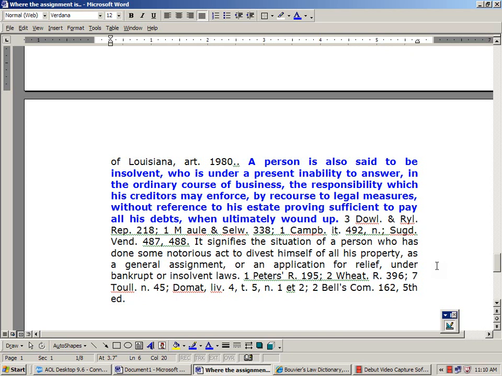Oh, it signifies the situation of a person who has done some notorious act, you'll find out you did, to divest himself of all his property as a general assignment or an application for relief under bankrupt or insolvent laws. Well, you did a general assignment. This goes back to the video I did on registering your farm. When you apparently registered your farm, you put the whole estate into a trust. It's sitting on a shelf someplace also.